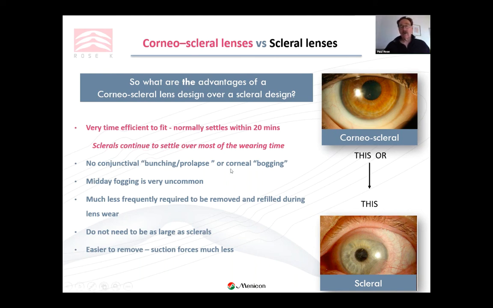No conjunctival prolapse or corneal bogging has ever been reported with corneal scleral lenses. Midday fogging is very uncommon. I have had a few cases, but very, very uncommon. That means you much less frequently have to remove the lens and have it refilled during lens wear. They don't need to be as large as sclerals, and I think they're much easier to remove. The suction forces are much less.